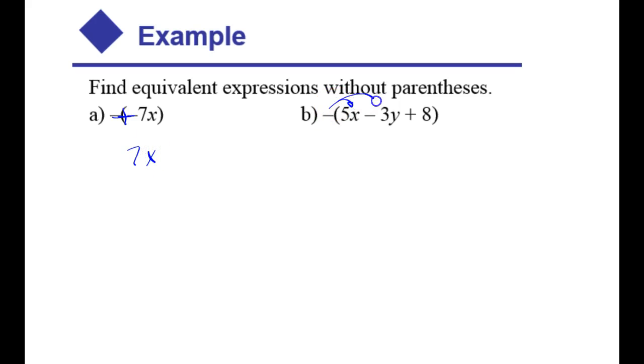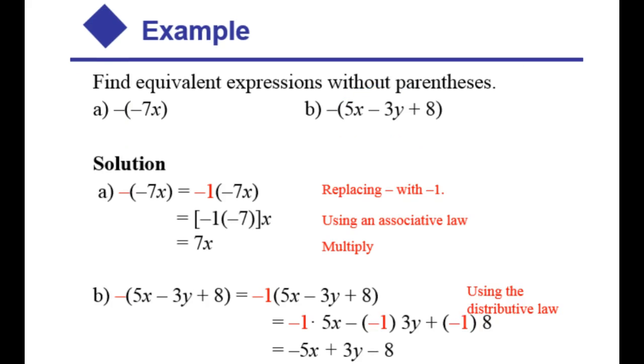If you see a negative, you're going to distribute that to every term. So negative 5x plus 3y minus 8. Final answer.